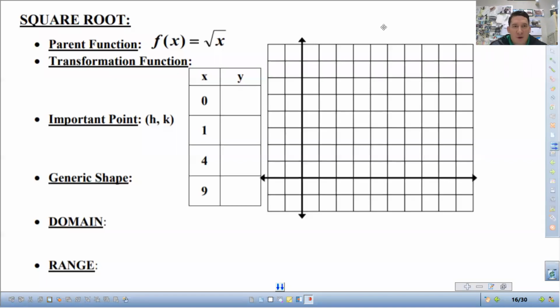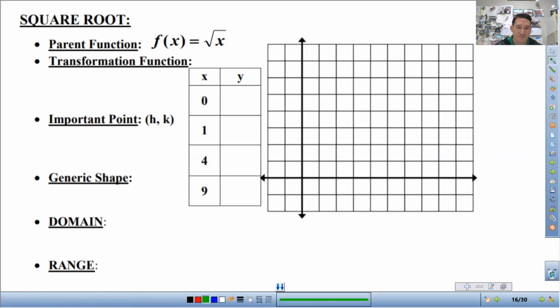All right, IM3 classes. Today we are covering the last day of transforming parent functions. Today we're going to be covering two more parent functions, the square root and the cubic function. Let's go ahead and start with the square root, seeing what the actual parent function looks like.